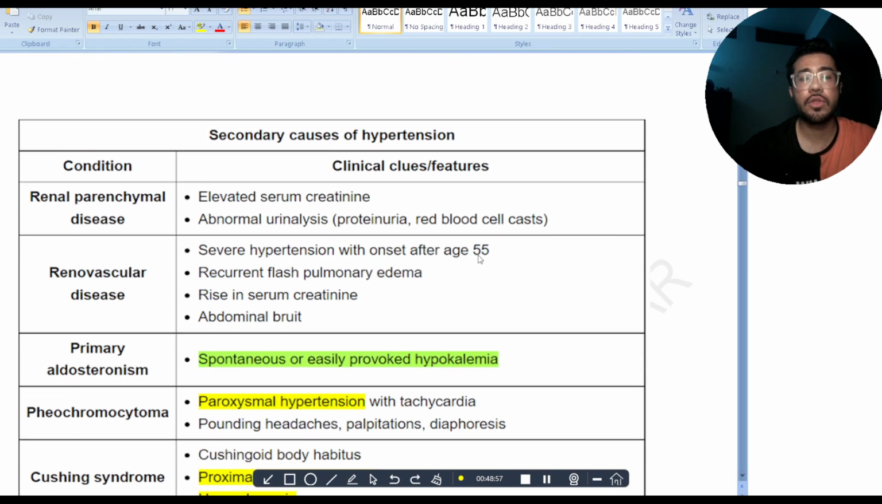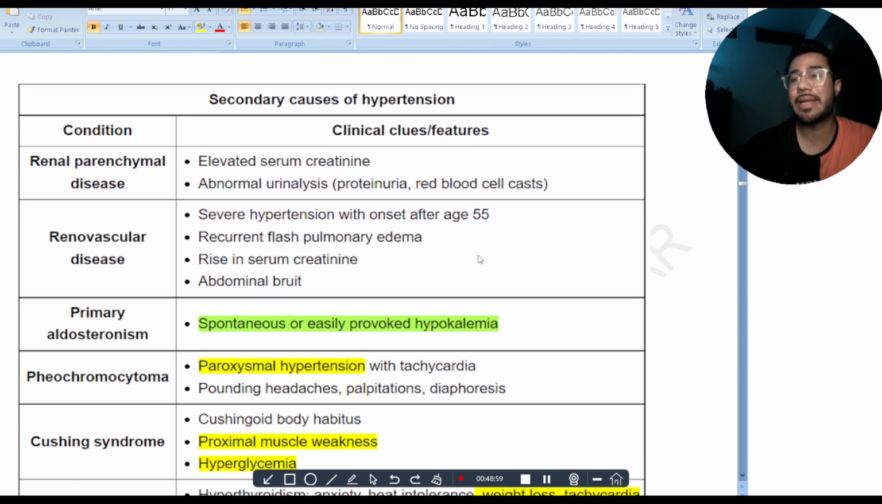So here they have also mentioned other causes of hypertension, other secondary causes. So, renal parenchymal disease: if the kidney is not functioning appropriately, then that results in upregulation of renin angiotensin that can result in development of hypertension. And that would be evidenced by increased serum creatinine levels. Renovascular disease, where there is constriction or reduced blood supply to the kidneys.